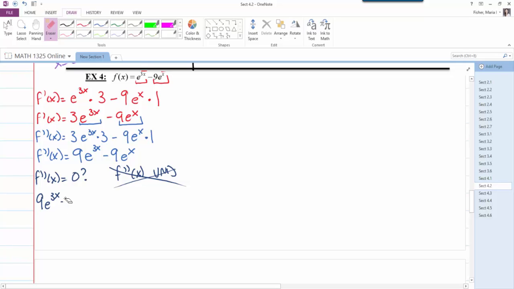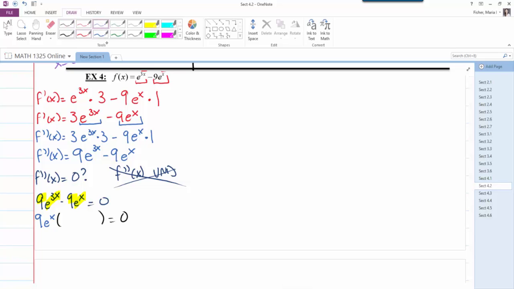So 9e to the 3x minus 9e to the x is equal to 0, and I need to solve it for x. The first thing I can do is notice that I have e to the 3x and e to the x and a 9 and a 9, so my greatest common factor is 9e to the x, because they all have a 9e to the x in common. If I factor that out, I end up with e to the 2x from my first term minus 1.